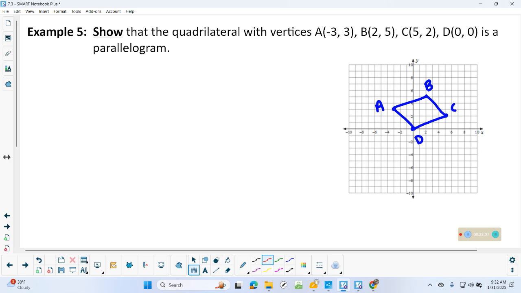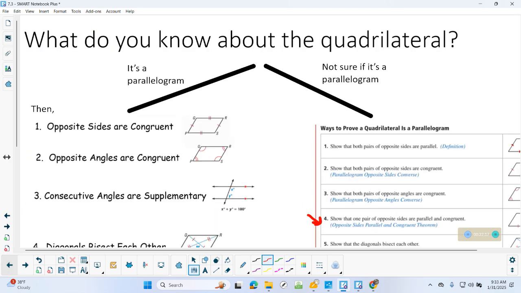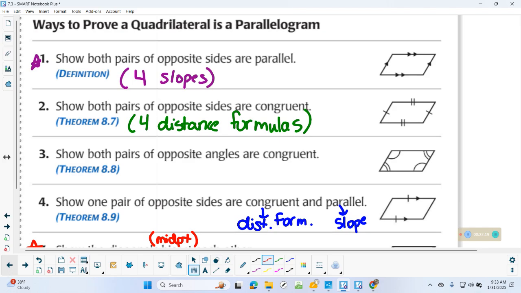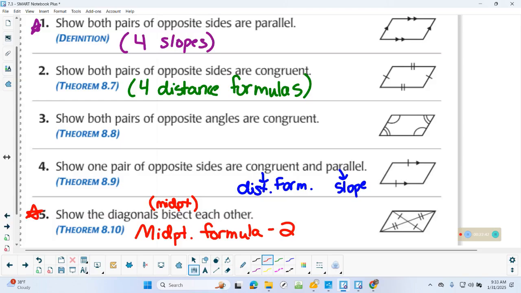Now you're finishing plotting the points. Now just really quick, let's go back to the list. Okay, so 5 different ways we can now show this. I'm going to avoid 2 like the plague because we don't want to do 4 rounds of distance formula. We can't do anything about the angles being congruent, I can't get you the measurements. I don't love 4 because of distance formula, and I do kind of like 5 because midpoint's pretty easy.